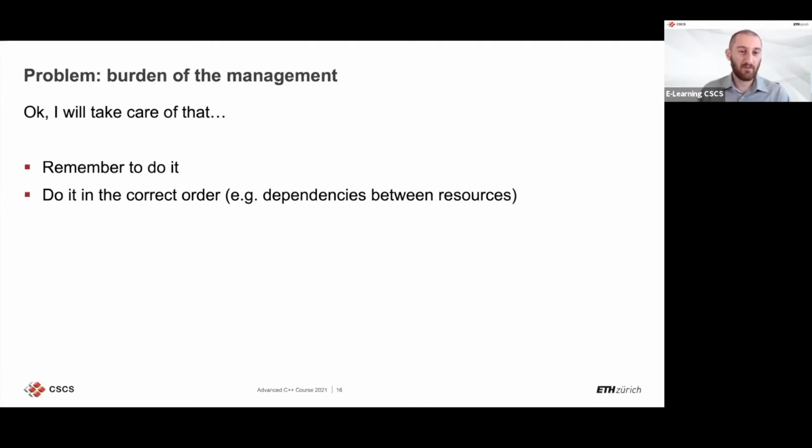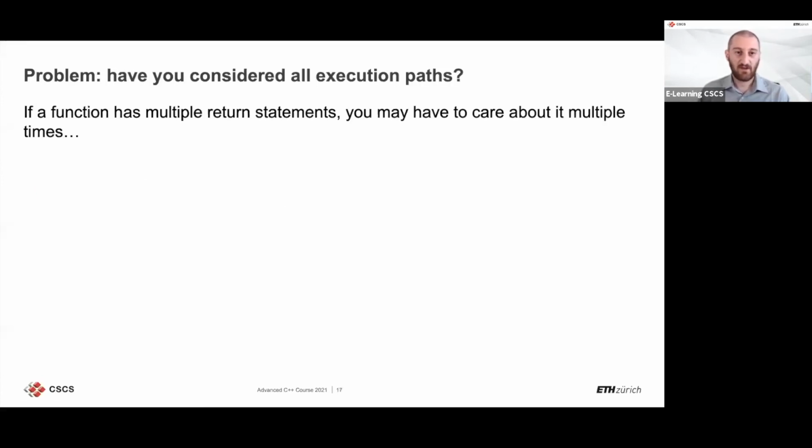Let's say we are the perfect programmer that can keep track of all these things. Have you considered all execution paths? Because if a function has multiple return statements, you may have to care about it multiple times. Because if we have an early return in a function, and in that function we have to release, to delete a memory allocated, we have to do it before the return statement. And if there are more, it may not be so straightforward to do it, and the code may become less readable.